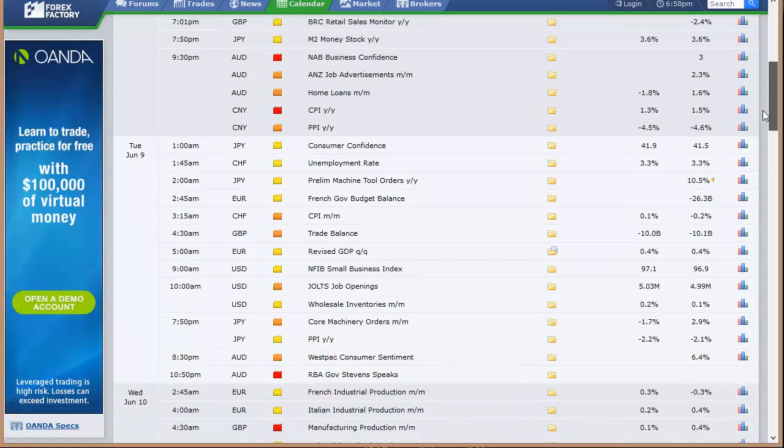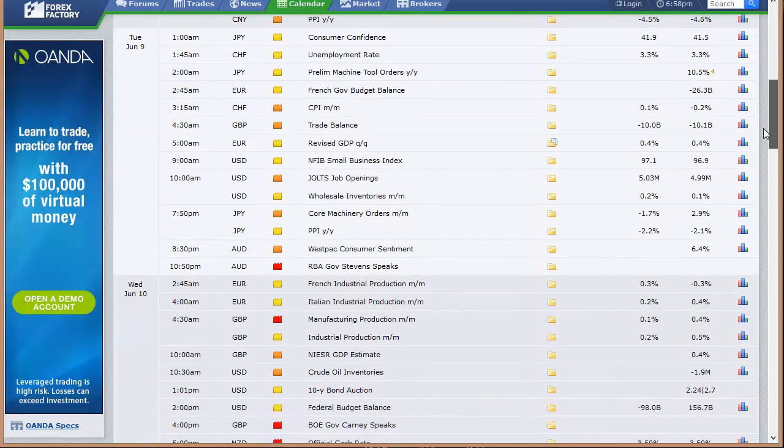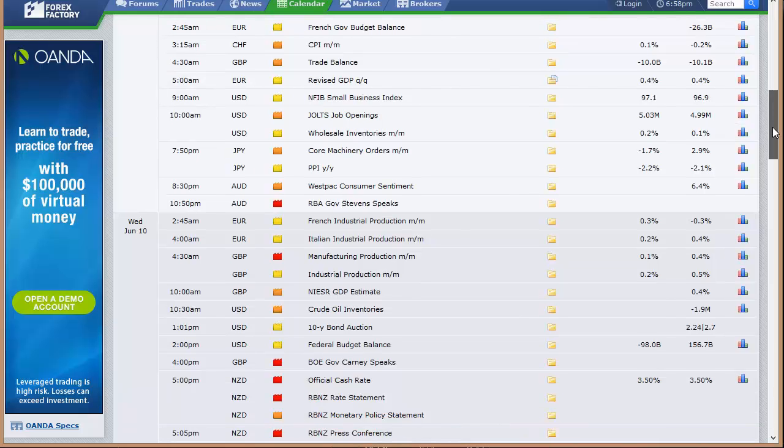Some interesting data numbers they put out there. CPI and PPI out of China come out at the same time. Consumer confidence out of Japan. Unemployment rate out of Switzerland. Machine tool orders out of Japan. French government budget balance out of Europe, CPI out of Switzerland, trade balance out of the UK, revised GDP out of Europe. Small business index, JOLTS job openings, and wholesale inventories here in the U.S.